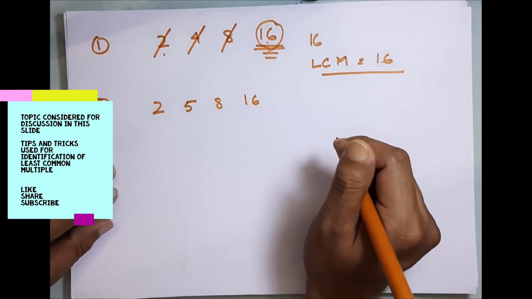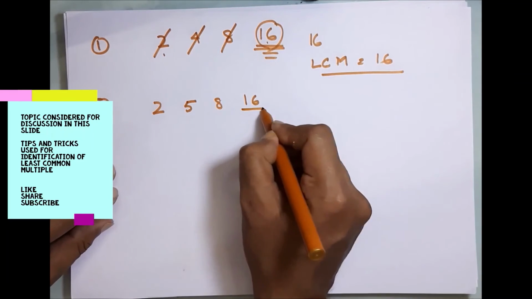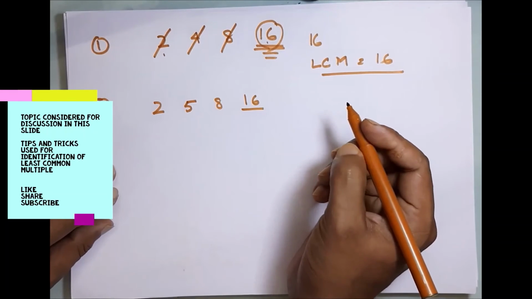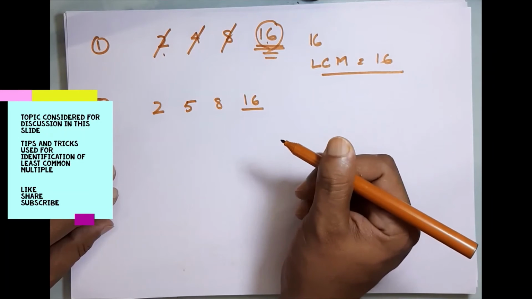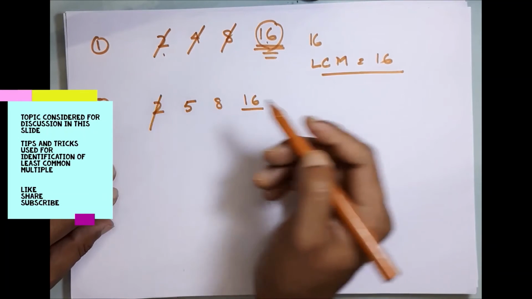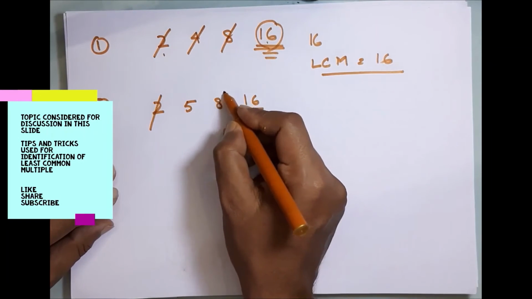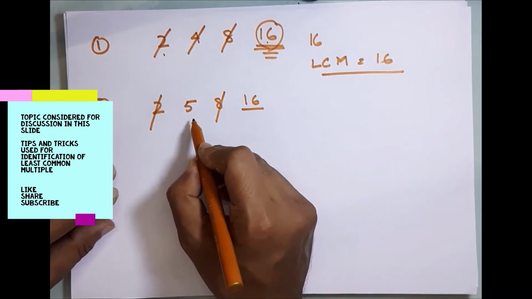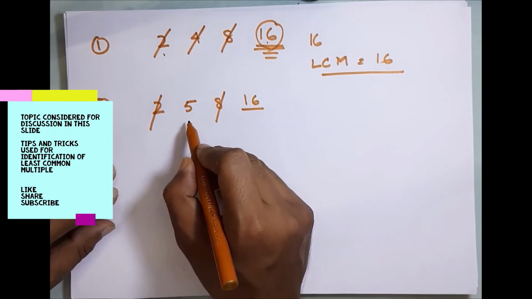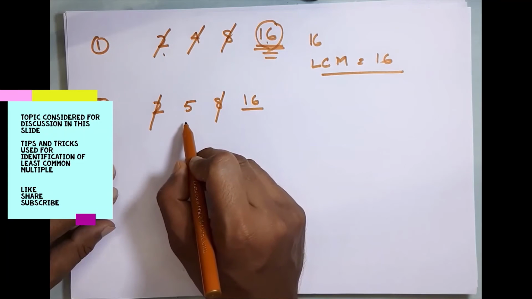Okay, yeah, we will be able to do that easily. 16 is the biggest number. Is there any other number which will be able to divide 16 without leaving any remainder? Yes, 2 will strike out 2. Yes, 8 will strike out 8. Now 16 cannot be divided by 5, and 5 is a prime number.